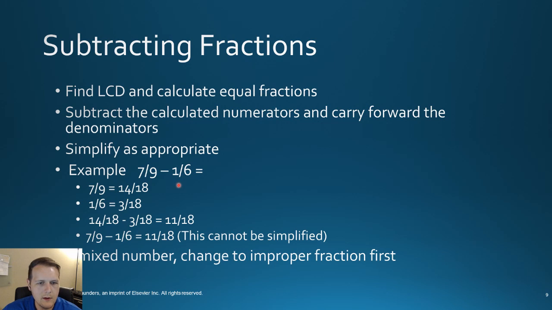Looking at this, we can find that 18 is going to be the lowest common denominator between 9 and 6. Using the same steps as the previous slide, 7/9 turns into 14/18ths, and 1/6 turns into 3/18ths. Now we can subtract these from one another, and I'm getting 11/18ths left over. At this point, it can't be further simplified because nothing can be evenly divided between 11 and 18, so we're just going to leave it at that.